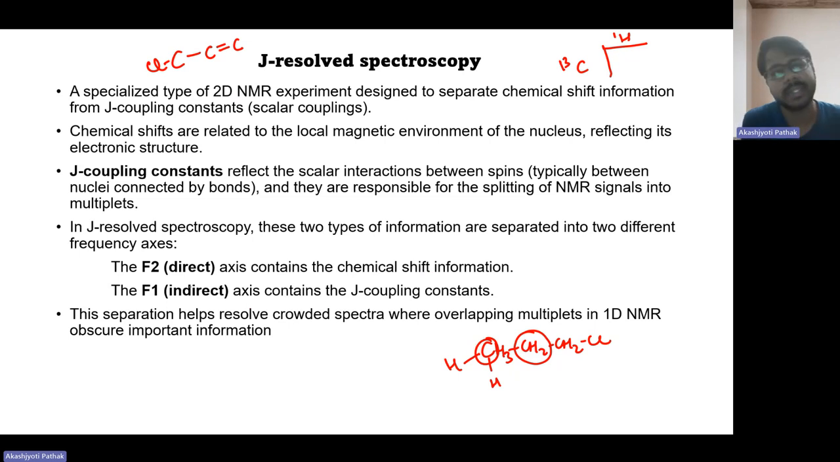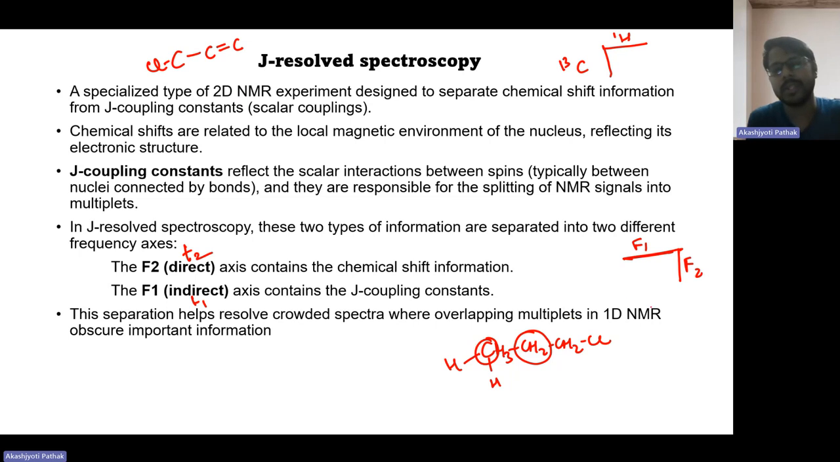We have been discussing this. One is the F2 axis, which is the t2 direct axis, and the other is the F1 axis, which is from t1. The F2 axis contains the chemical shift information, and the F1 axis contains the J coupling constants. This separation helps resolve crowded spectra, where overlapping multiplets in 1D NMR obscure important information.